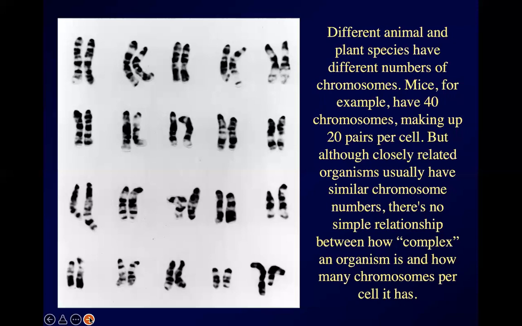Closely related organisms usually, although not always, have similar chromosome numbers. You've got 46. Chimps and gorillas have 48, for example. But there's no real relationship between an organism's complexity and how many chromosomes it's got. It's just a number. And you don't need to memorize any of those numbers. I don't even particularly care if you remember that humans have 46 chromosomes. Just know that chromosomes come in pairs like this.